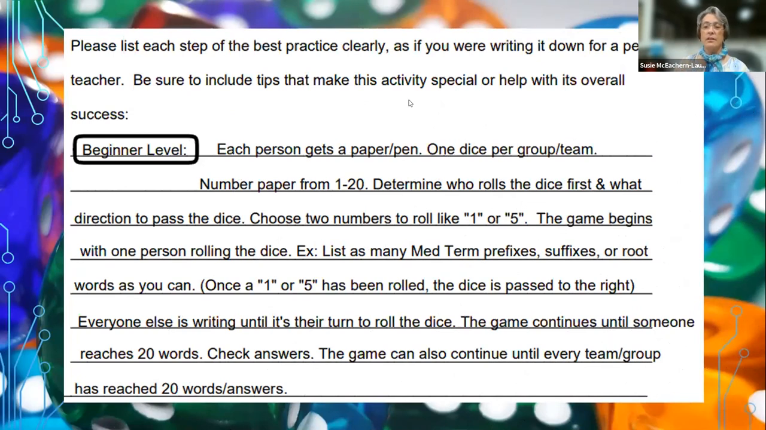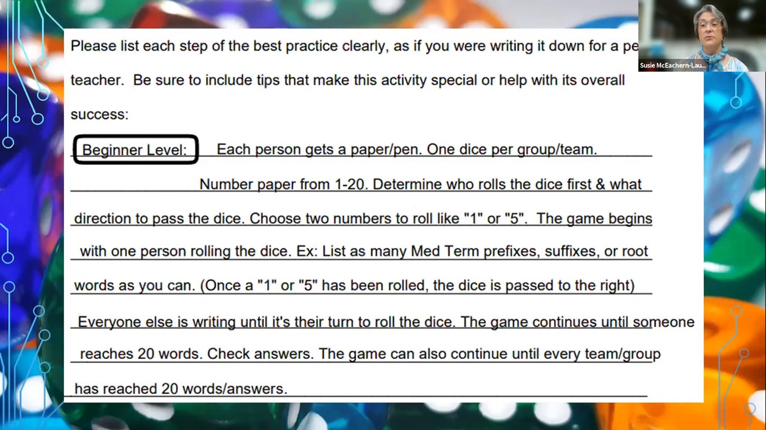One person gets a die that starts with it. Every person has a paper and pencil. And I told you, they number it from 1 to 20. So you predetermine two numbers. Let's say, for example, a 1 and a 5. The goal is for the person with the die to roll a 1 or a 5.